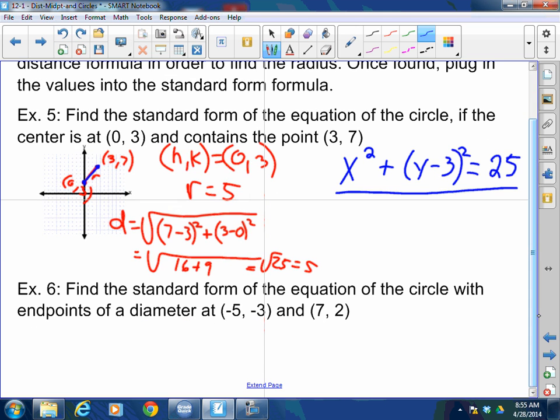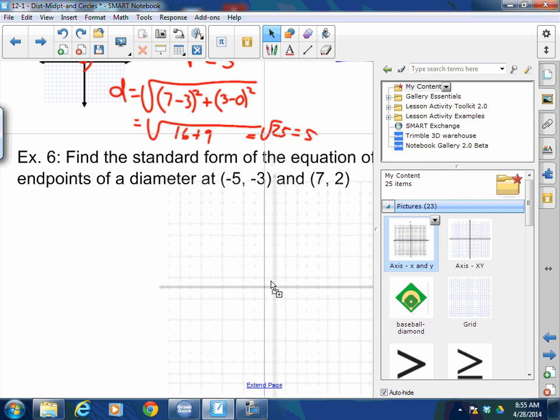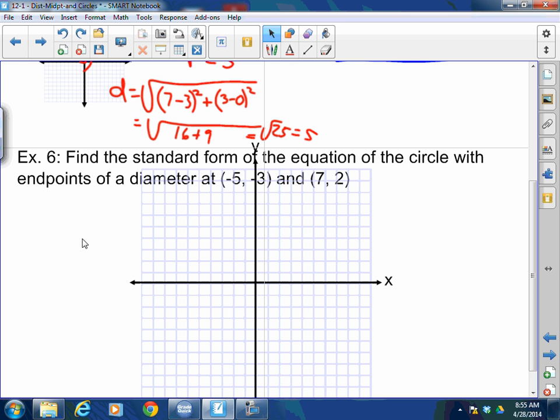Okay. Find the standard form of the equation of a circle with endpoints of a diameter of -5, -3, and 7, 2. Okay. In this case, let's picture what's going on here.